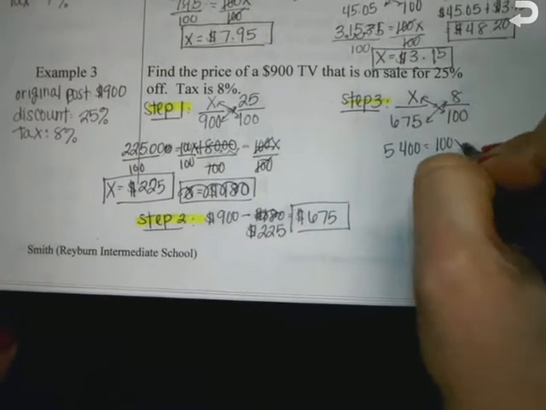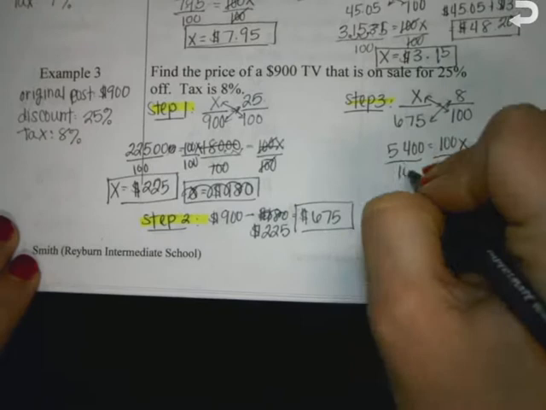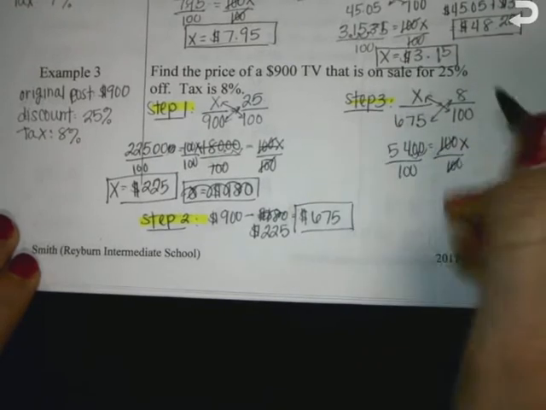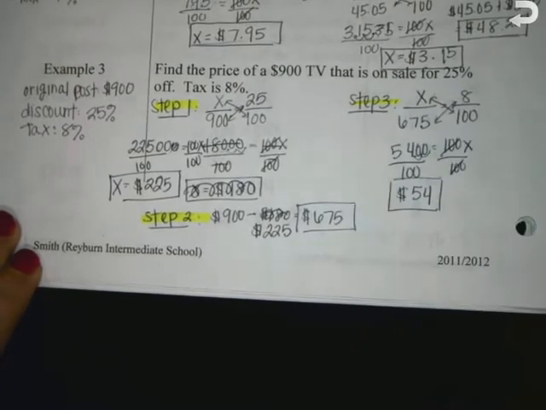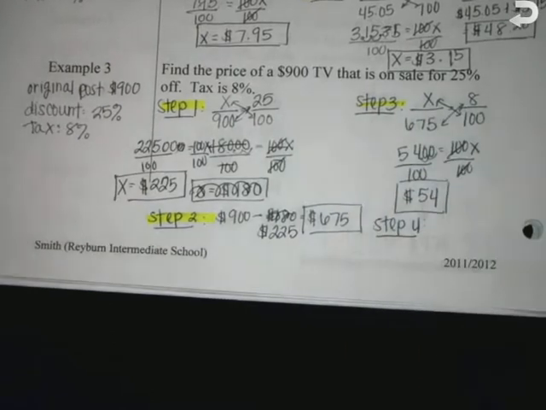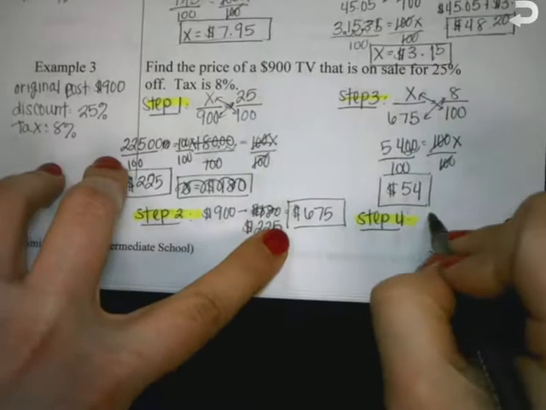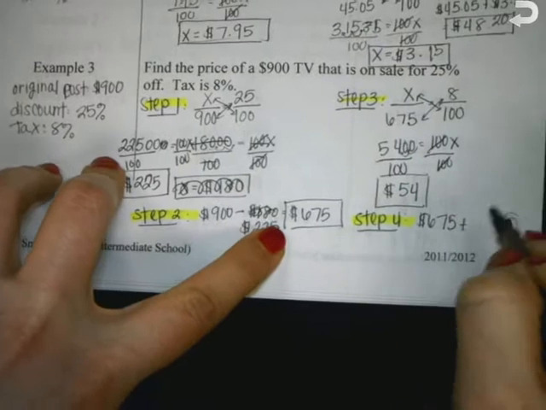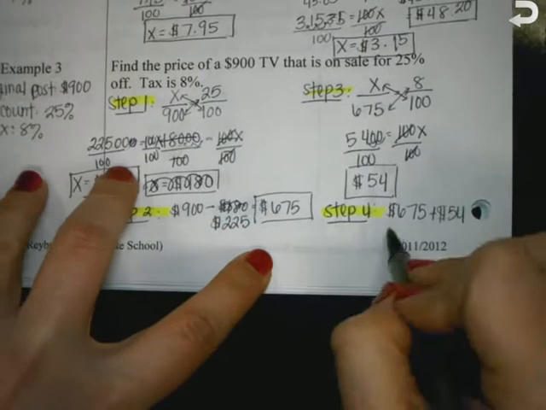Okay. And then last step, step 4, what do I do for that one? I add. Good. So I have 675 plus $54. So that gives me a total of $729. I am not great at mental math. $729. So that's what we paid total.